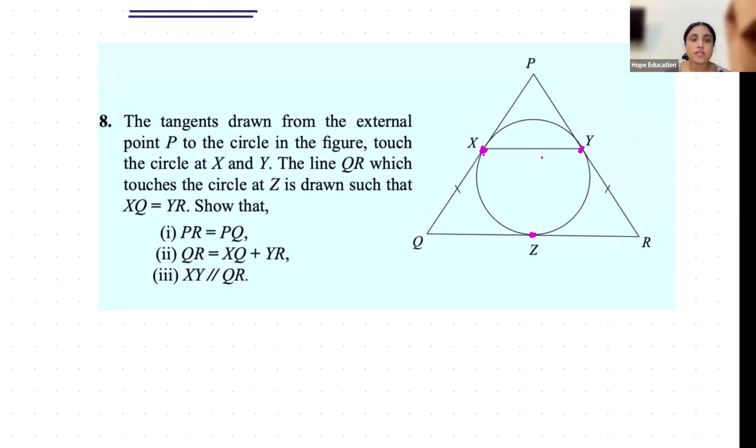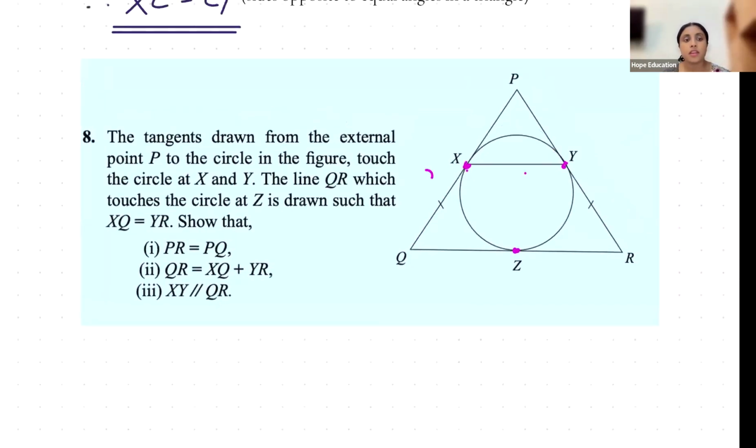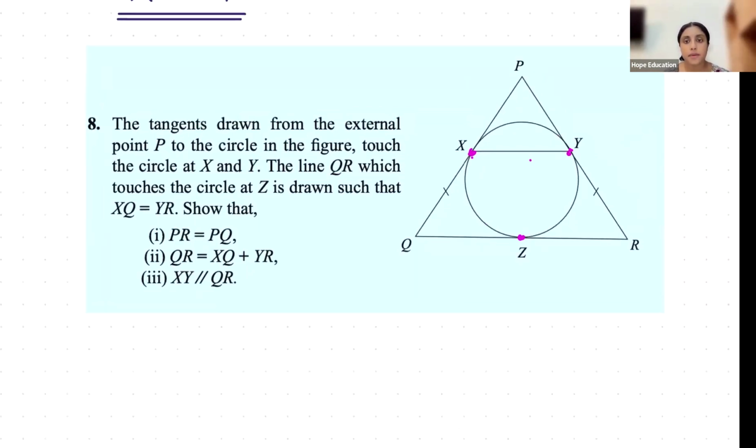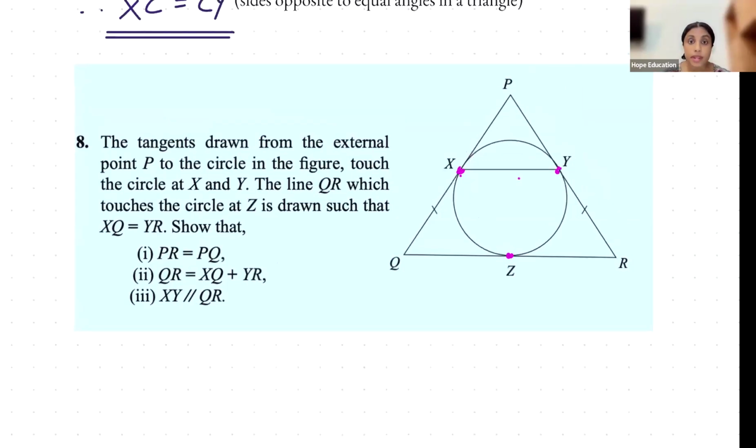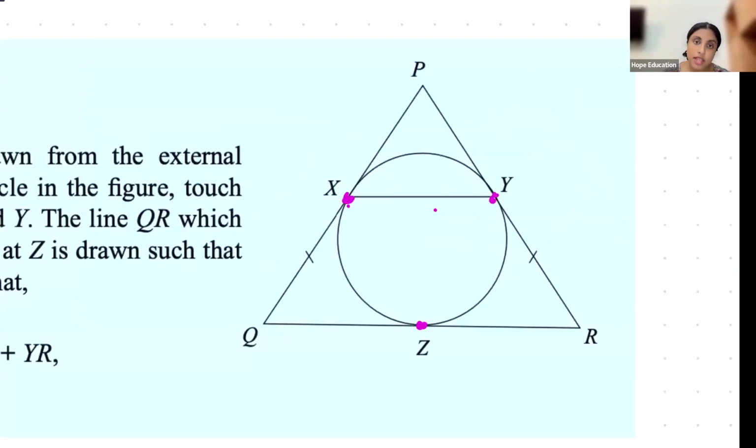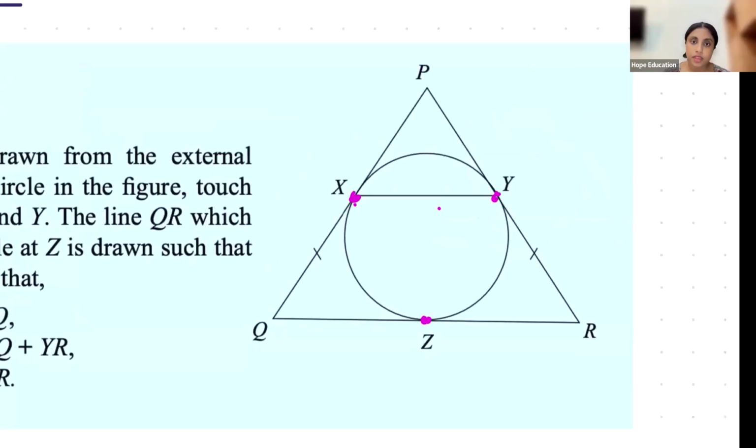XQ equals YR. Okay. We need to show PR equals PQ. PR is here, PQ is here. Then we know when we draw two tangents from an external point, those two tangents are equal. Therefore, PX equals PY, right? PX equals PY.